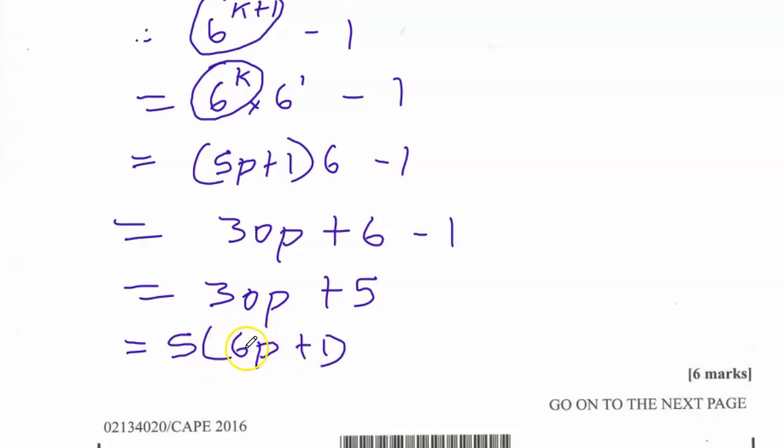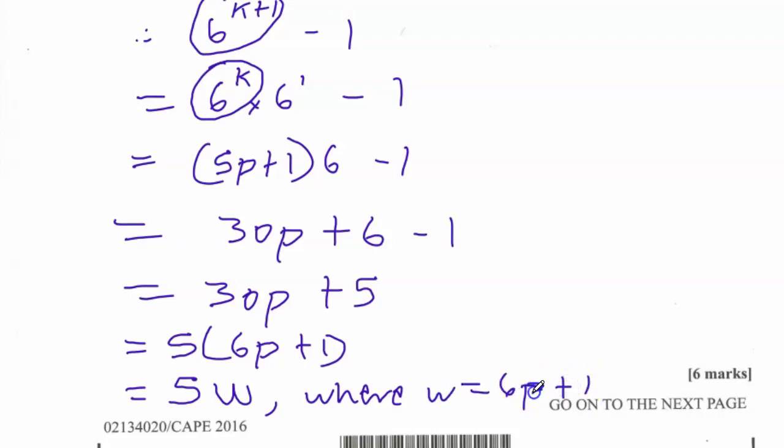Now, remember that p is a natural number. If you multiply a natural number by 6 and add 1, you end up with another natural number. So we can write this as 5 times some natural number. Let's call that number W, where W is equal to 6p plus 1. I could have used any letter or symbol to represent 6p plus 1. The point is that 6 to the power of k plus 1 can be expressed as 5 times a natural number.